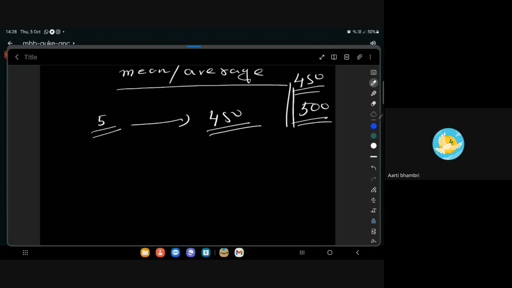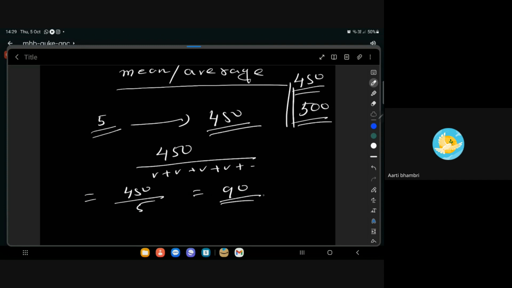So what is the average score? The average number is the total number divided by the sum of all the subjects. Suppose in 5 subjects you have scored 450, divided by subject 1 plus subject 2 plus subject 3 plus subject 4 plus subject 5. You have 5 subjects and you have scored 450. So the average is 90. So 90 is the average.